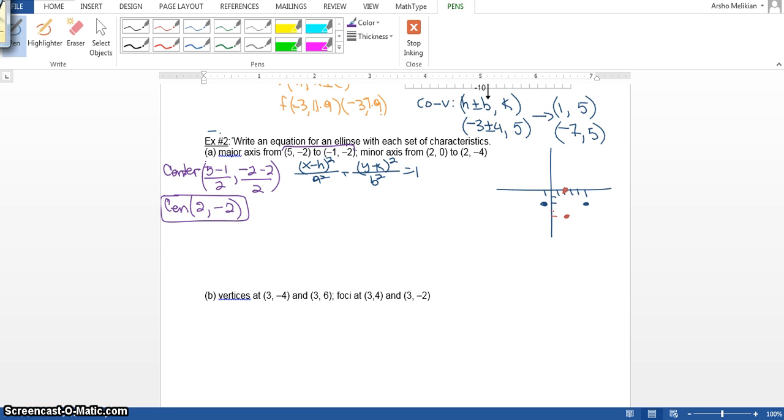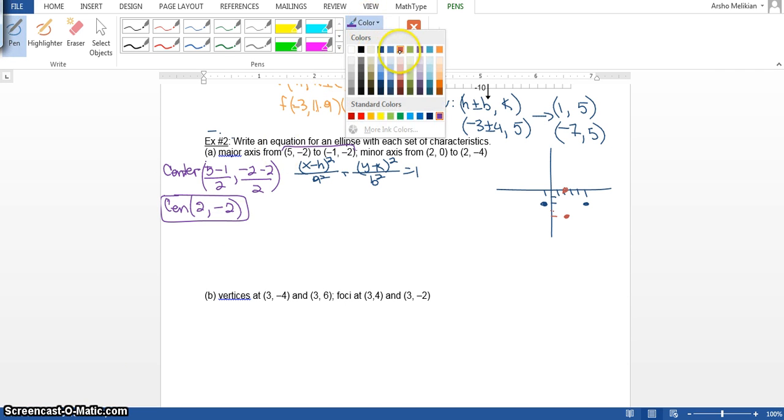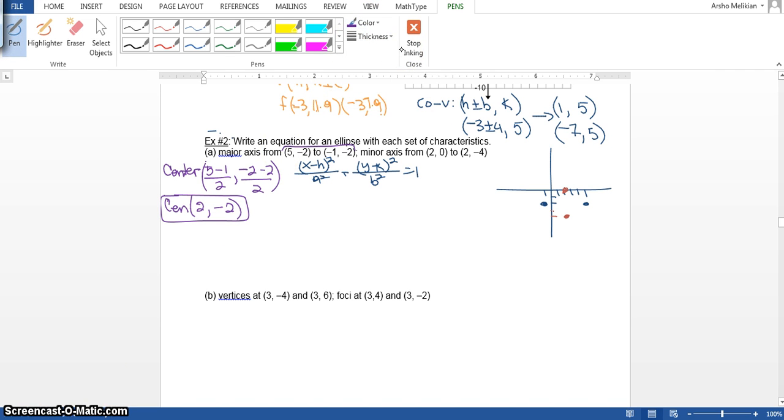Now I need a and I need b. What is a the distance of? The distance from the center to this point. From (2, -2) to (5, -2), how many spaces is that? 3 spaces. So a is 3.